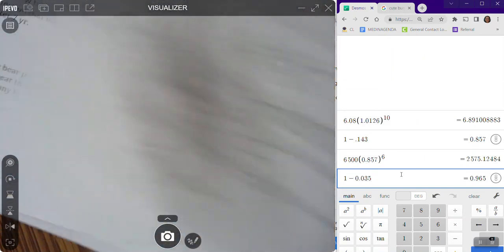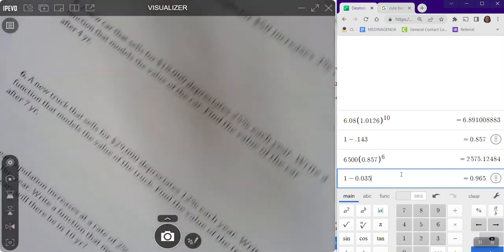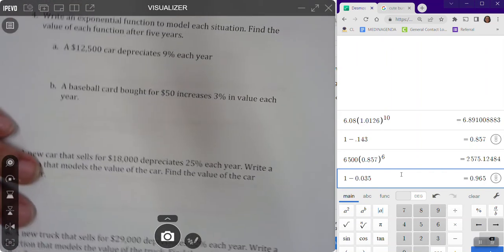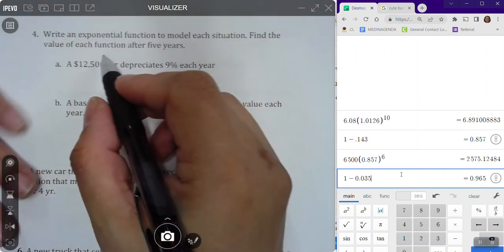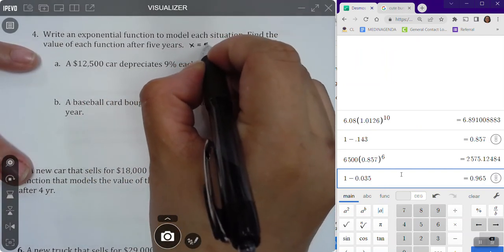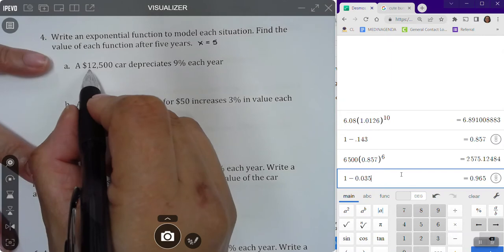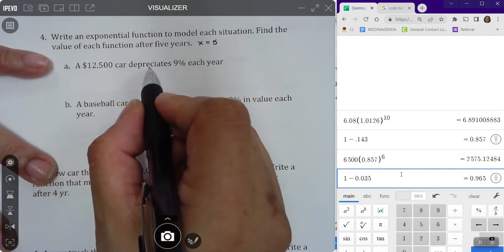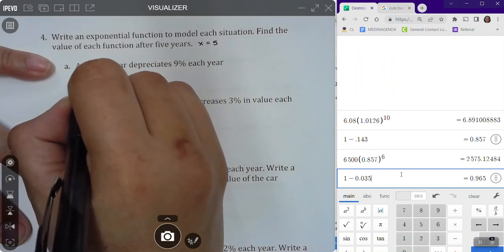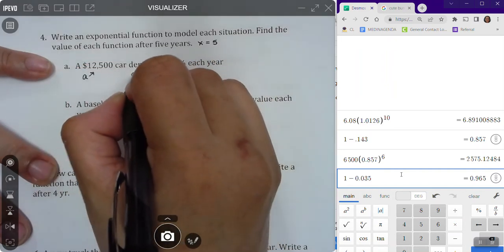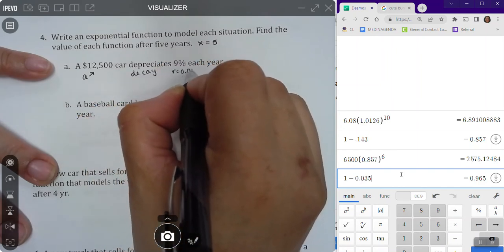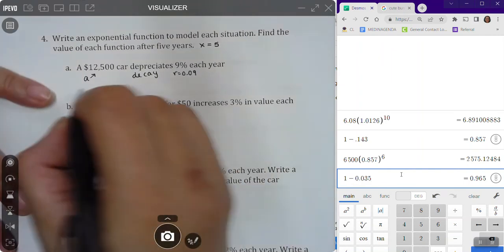All right, so that was page 5. Let's look at page 6. Write an exponential function to model the situations. Find the value of each function after 5 years. All right, so x equals 5. 12,500. Car depreciates, decay 9%. Right, so this is A. This is decay. And R is 0.09.